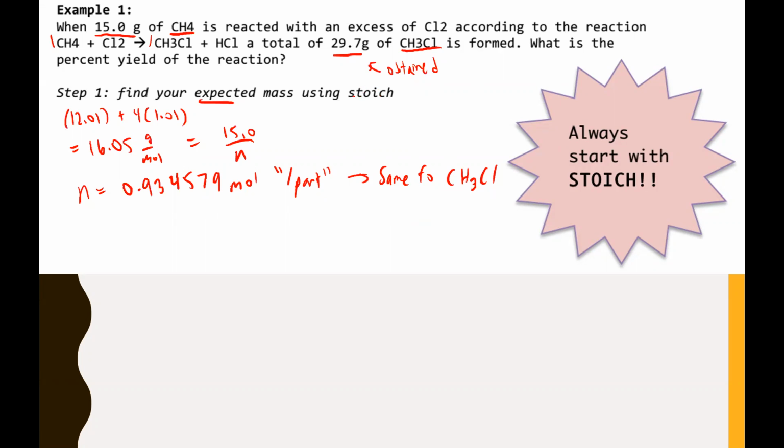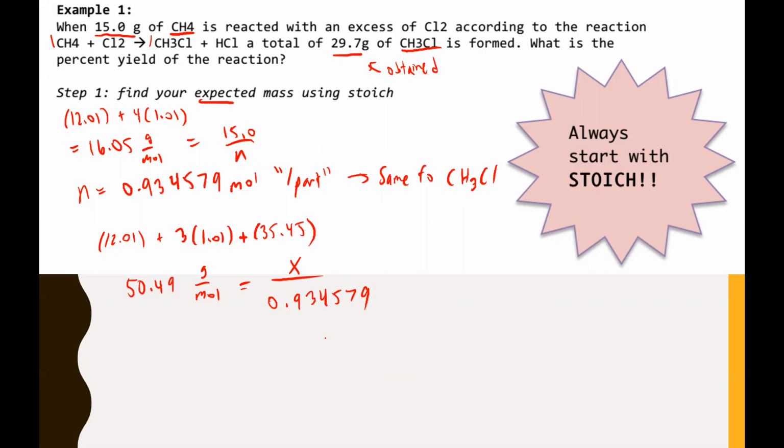Now we'll find the molar mass of CH3Cl to find the expected mass. Now the molar mass of CH3Cl, of course, is carbon, so 12.01, plus 3 hydrogens, so 3 times 1.01, plus 1 for chlorine, which is 35.45. Long story short, that's going to be a total molar mass of 50.49 grams per mole. And let's set this equal to X for grams over the number of moles we have, which we calculated already to be 0.934579. Multiply that over to the other side, and you're going to find that X is going to equal, to 3 sig digs here, 47.2 grams.